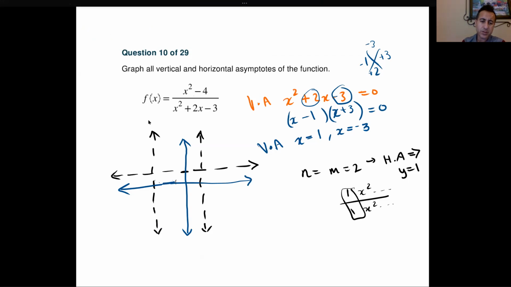Sometimes with this pen it does not show on the screen when I talk about it. So you're gonna select some x values from here, so you catch the graph here, and you will pick some points here, so you catch the graph there, and you would take some points here, so you have the graph on the right side of this vertical asymptote.